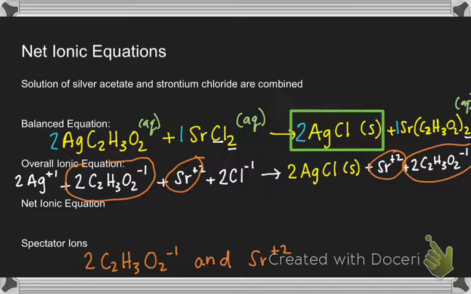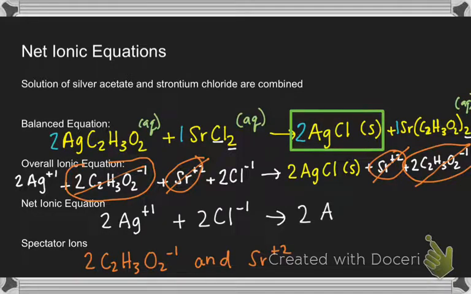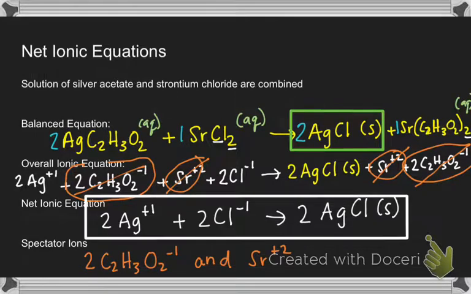Okay, now since they're spectators, they didn't react, they didn't participate. So everything else is now the net ionic, and those are the ions that came together to make the solid. So I had 2 silvers plus 2 chlorine ions come together to make 2 silver chlorides, which is my precipitate. So this here is your net ionic equation. Okay?